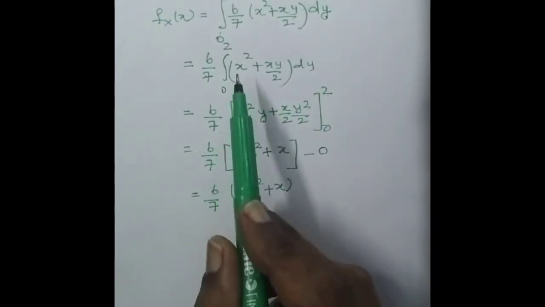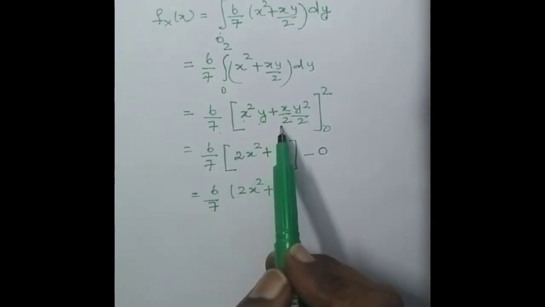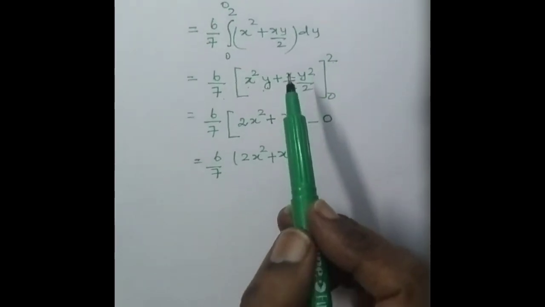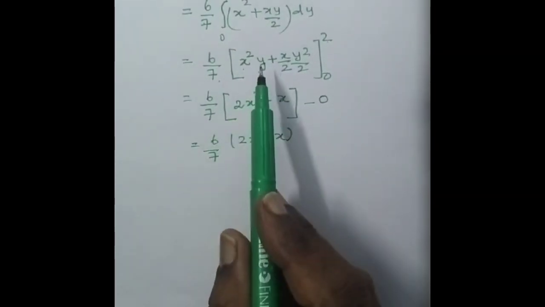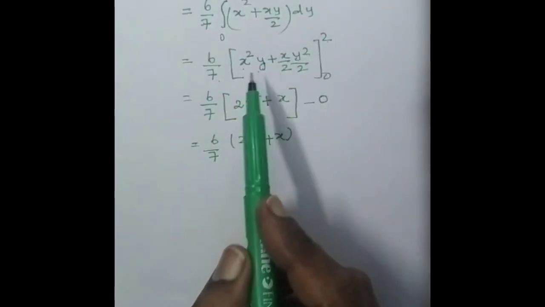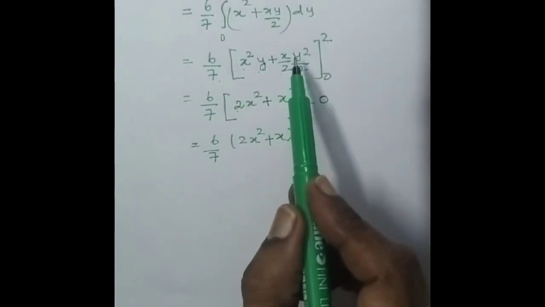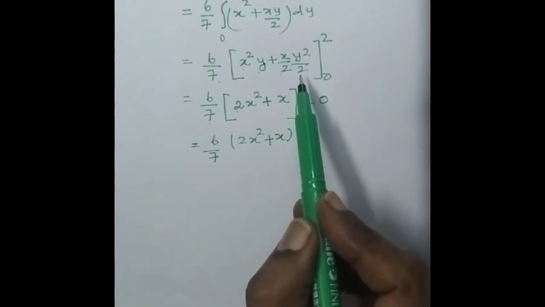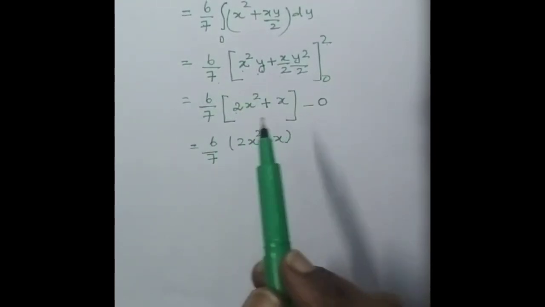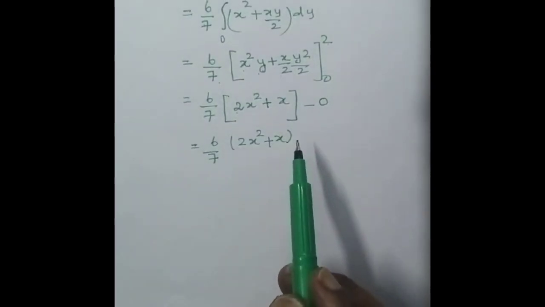So 6 by 7 into x square is a constant, integral dy is y, plus x by 2 is a constant, integral of y is y square by 2 between the limits 0 to 2. So here we have to substitute the limits for y. So 6 by 7 into x square is a constant, if we substitute the upper limit for y we get 2x square plus, for y substituting the upper limit 2, 2 square is 4 by 4 is getting cancelled, so you get 2x square plus x minus the lower limit is 0. So the marginal density function of x is 6 by 7 into 2x square plus x.